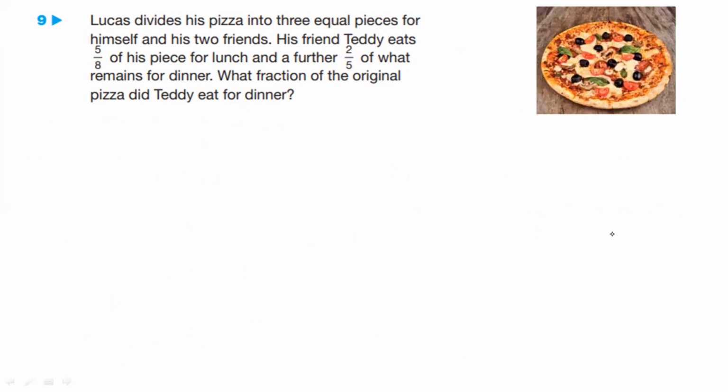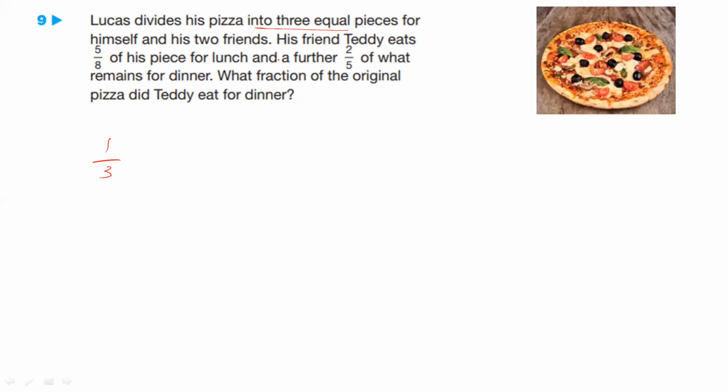So it says Lucas divides his pizza into 3 equal pieces for himself and his 2 friends. His friend Teddy eats 5/8 of his piece for lunch and further 2/5 of what remains for dinner. What fraction of the original pizza did Teddy eat for dinner? So we rewrite them in fraction form. First of all, into 3 equal pieces. When Lucas divides the pizza into 3 equal pieces, it becomes 1/3.